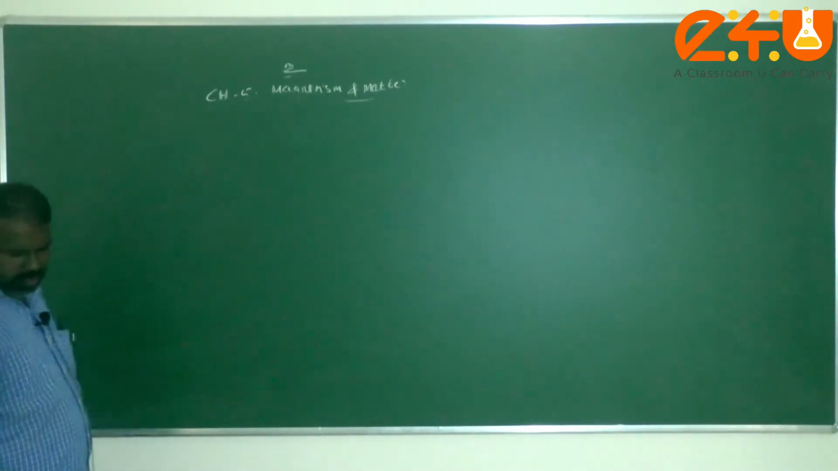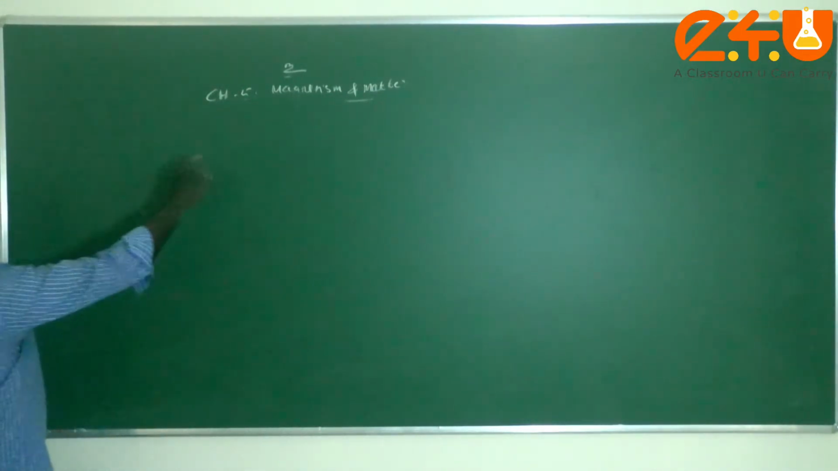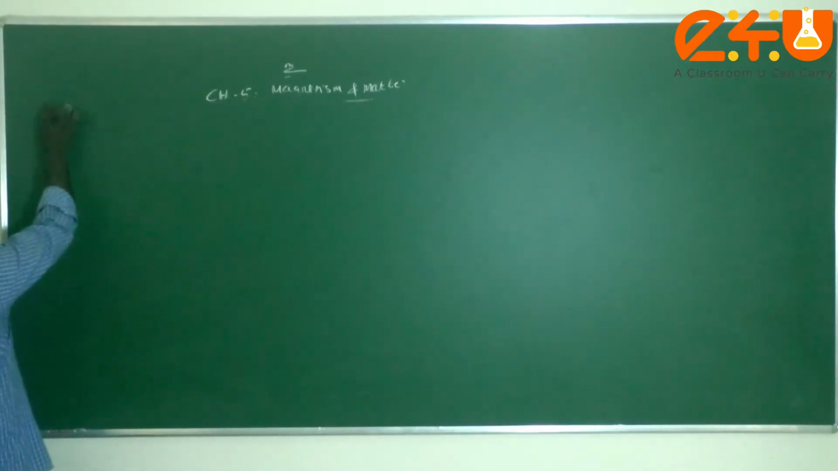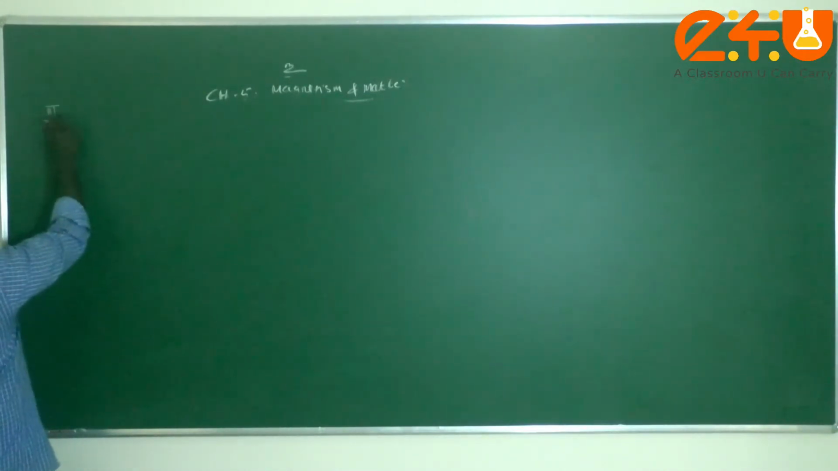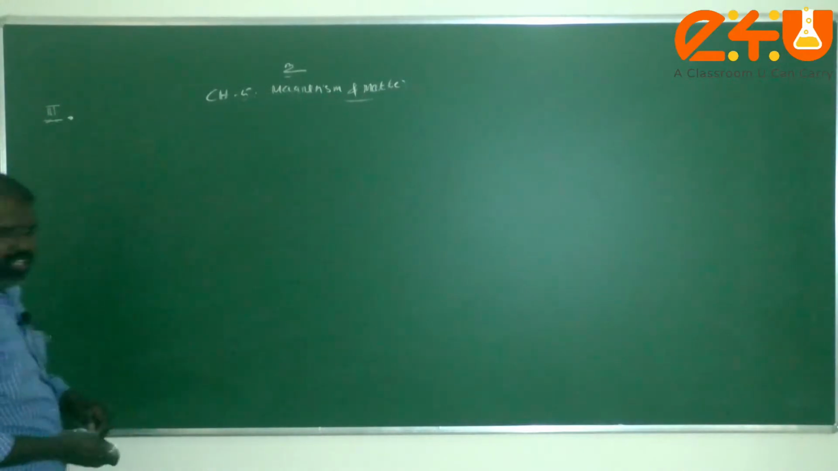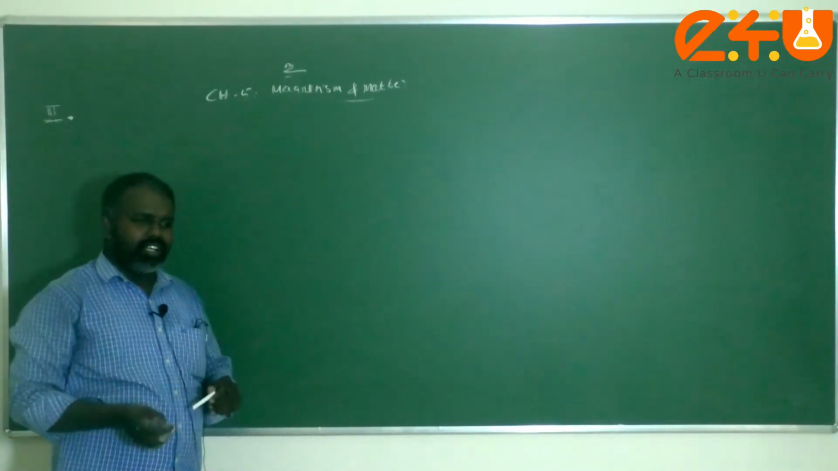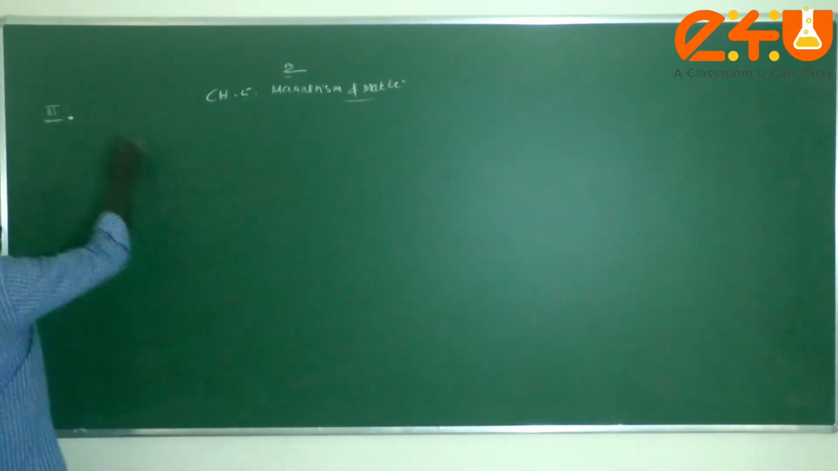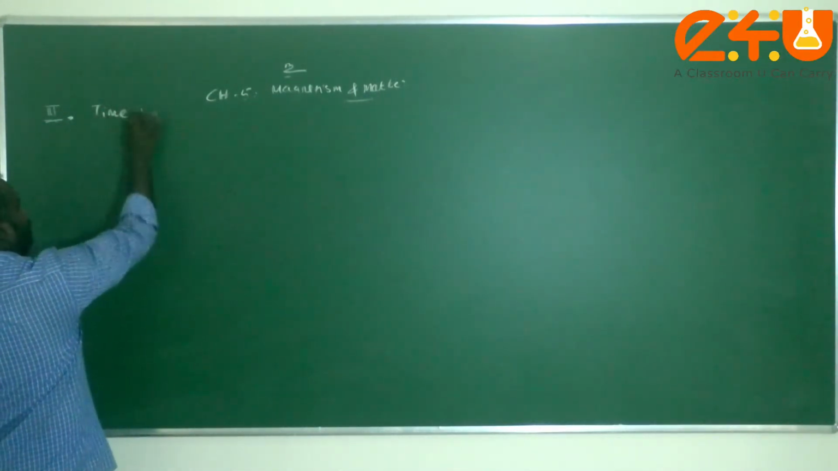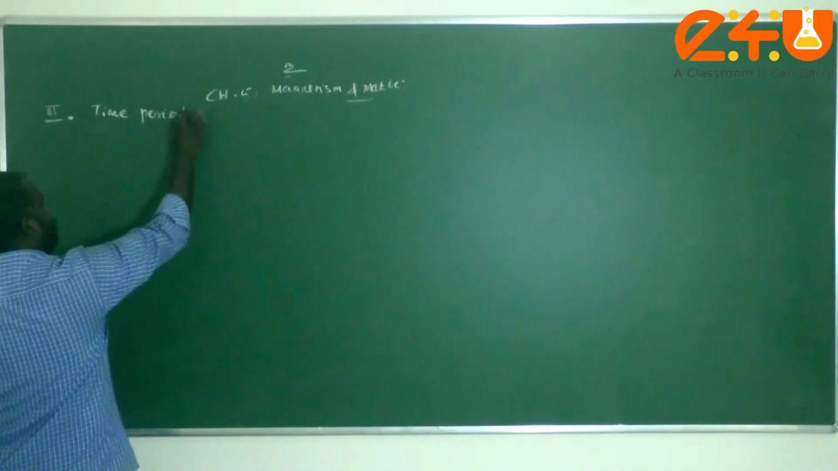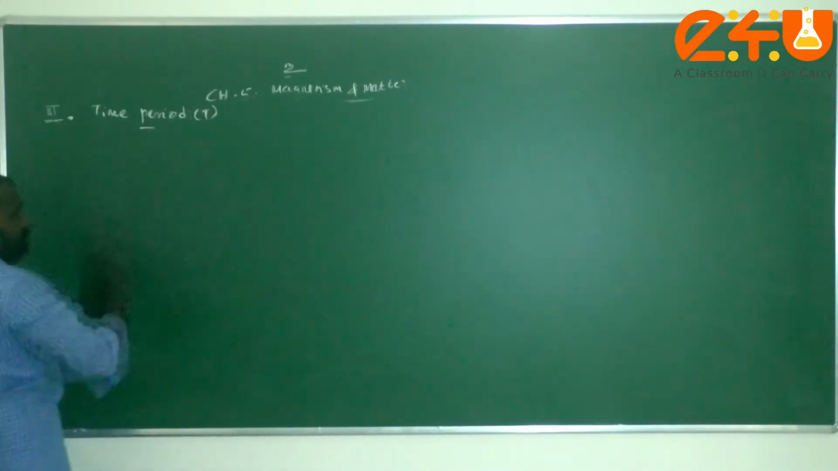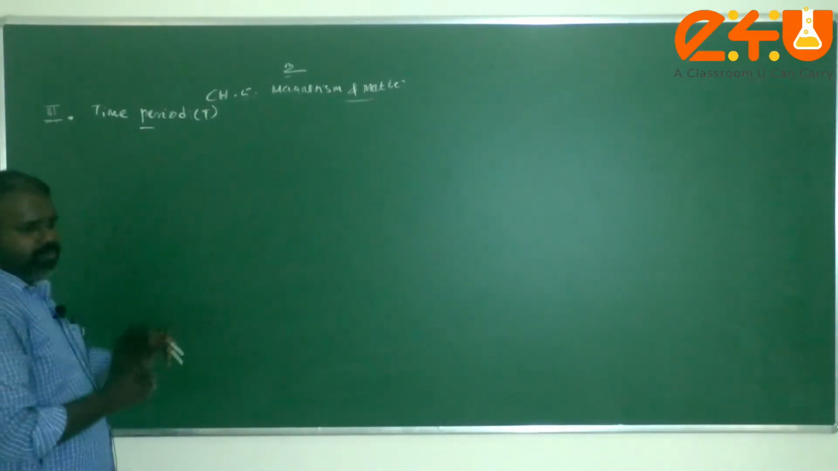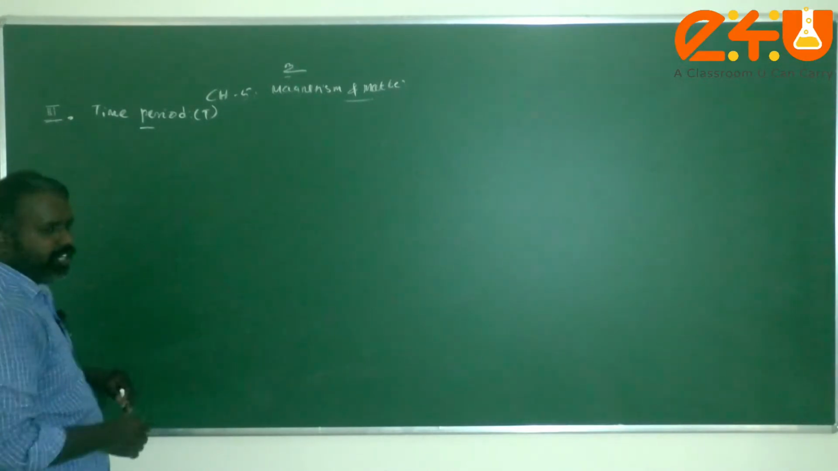The third topic we are going to discuss is the time period of a bar magnet or magnetic dipole when it is suspended in an external magnetic field. So, the time period expression T. Children, most of the cases are very similar to your electrostatics.